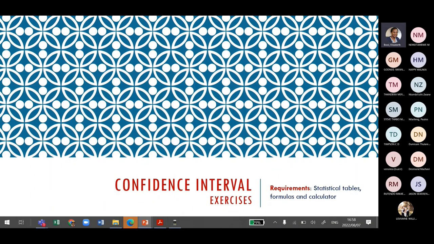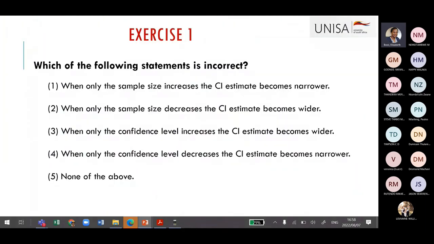And that is it for today. I've also included some activities that you can go through. And one of those activities is this. Which of the following statements is incorrect? Some of these activities we will do when we do question and answer the following week, after the hypothesis testing, and we can also include the same questions again to answer them. But these are the type of questions that are in here.